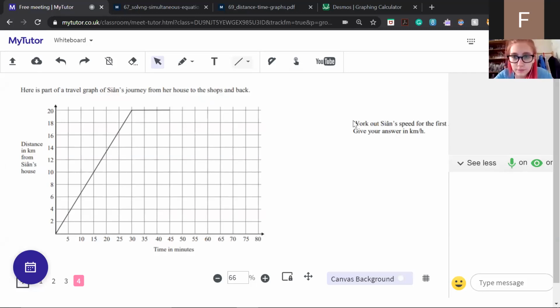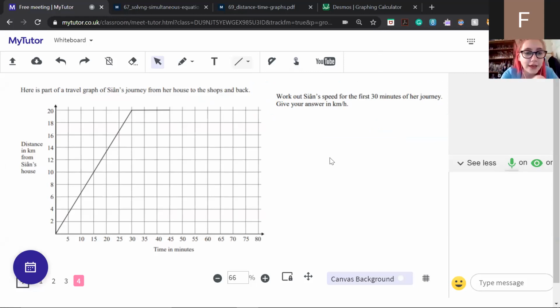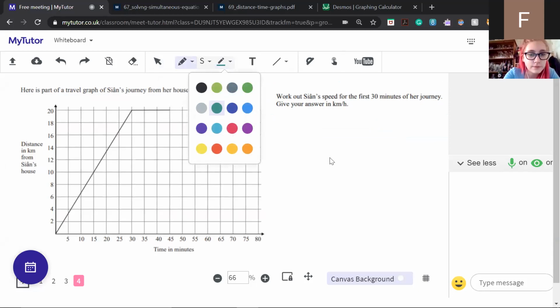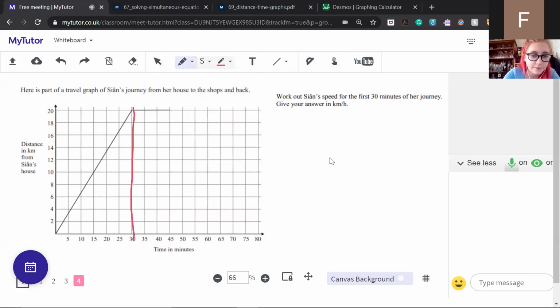So the first one here, this is exactly what I said, we can work out the speed. We want to work out Sian's speed for the first 30 minutes of her journey. So let's mark where that is. 30 minutes, that's this line here. So all we need to do is calculate the gradient here. So we may as well use this big triangle. It's 20 kilometers up there. And along here, that's 30 minutes. It says give it in kilometers per hour, so we'll write that in terms of hours. 30 minutes is half an hour.